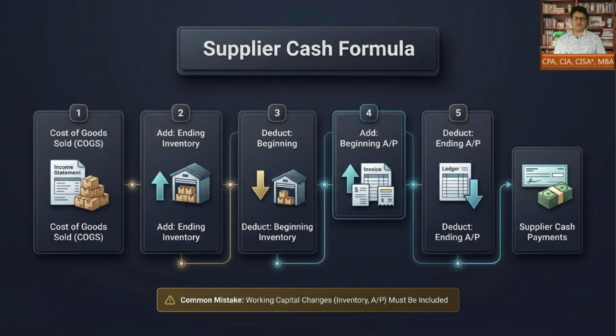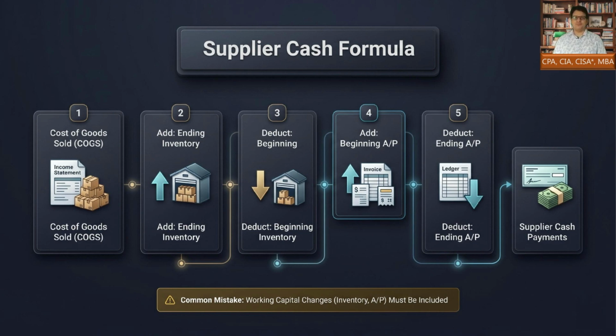Next, we convert cost of goods sold into cash paid to suppliers. We start with cost of goods sold, but COGS alone is not supplier cash paid. We add ending inventory because purchases may have been made but not yet sold. We deduct beginning inventory because those goods were already on hand from the prior period and did not require current period cash. Then we add beginning accounts payable because old payables may have been paid during the current period. Finally, we deduct ending accounts payable because those purchases have not yet been paid in cash.